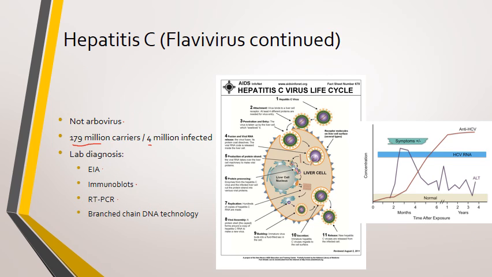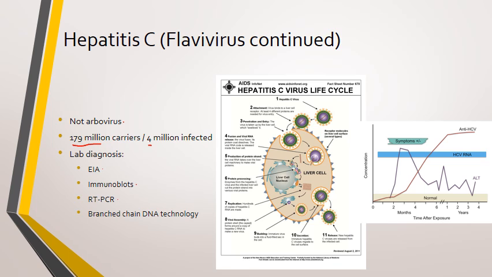Here's the hepatitis C that we talk about. Remember, unlike other flaviviruses, it is not an arbovirus. You do not have to worry about mosquito bites. However, we have a very large number of carriers, 179 million carriers, with 4 million new infections every year.